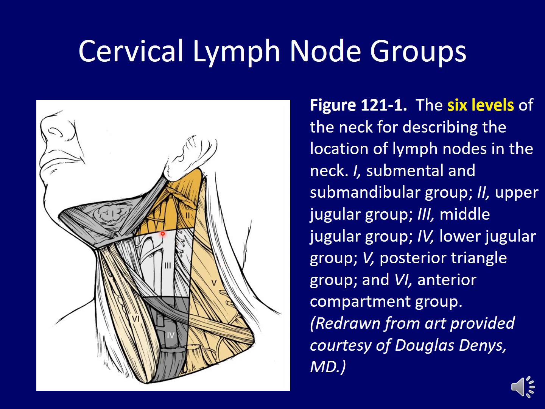Level 1 is the submental and submandibular group. Level 2 is the upper jugular group. Level 3 is the middle jugular group. Level 4 is the lower jugular group. Level 5 is the posterior triangle group. And level 6 is the anterior compartment group.